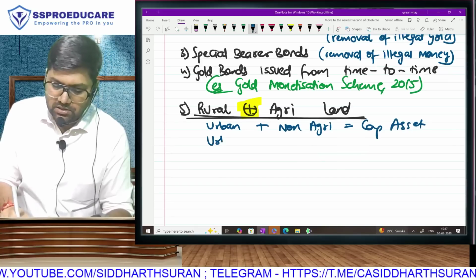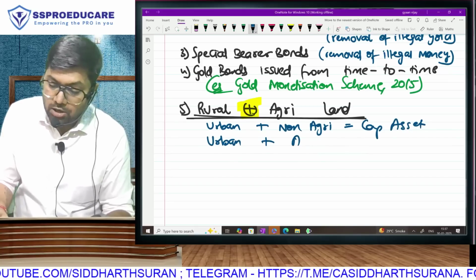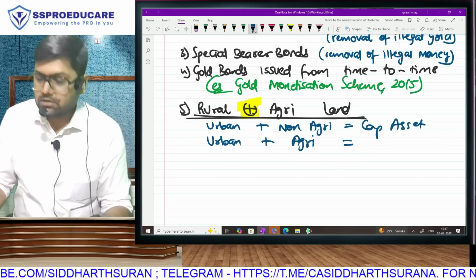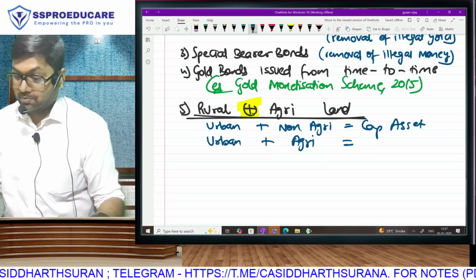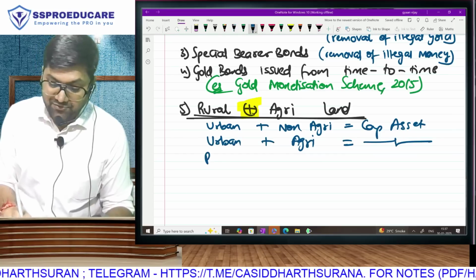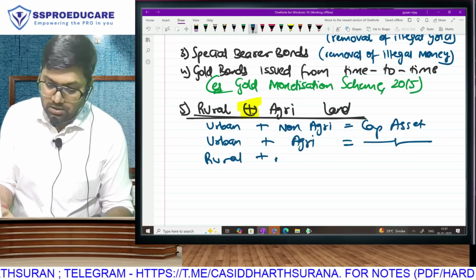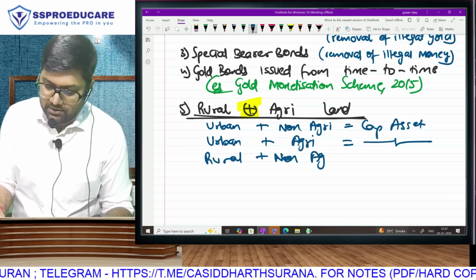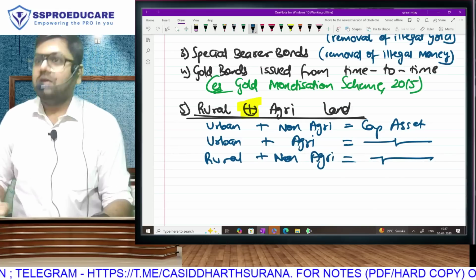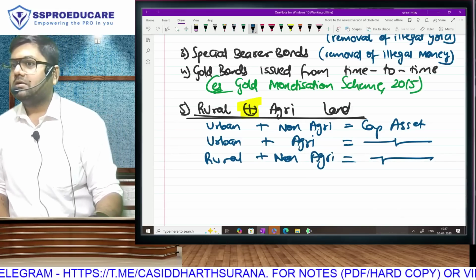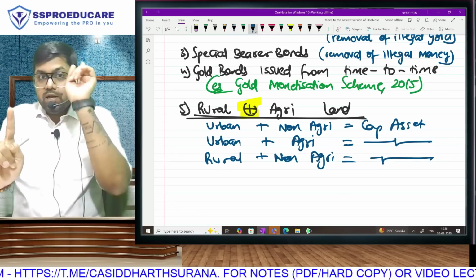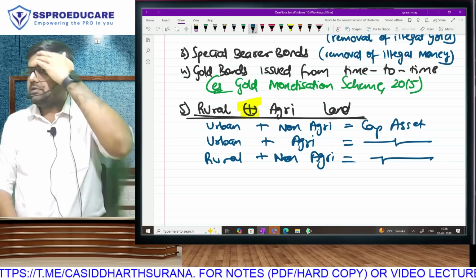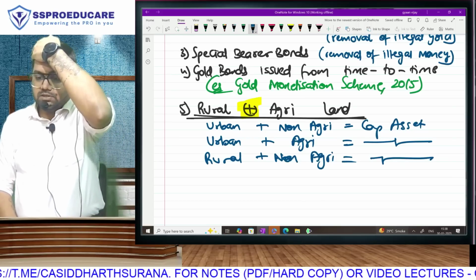If it is urban, agricultural land, is that a capital asset? Agriculture, urban, it is a capital asset. If it is rural, non-agricultural land, is that a capital asset? Yes. Why? Non-agri. What is excluded? Rural and agriculture. Correct hai?